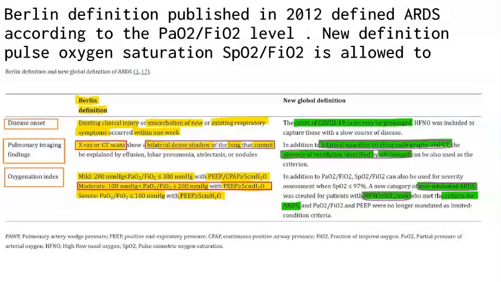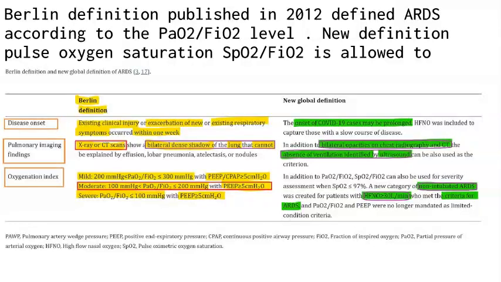For the Berlin definition, disease onset, existing clinical injury, or exacerbation of new or existing respiratory symptoms occurred within 1 week. The pulmonary imaging findings: the X-ray or CT scan show bilateral dense shadows of the lung that cannot be explained by effusion, lobar pneumonia, atelectasis, or nodules.